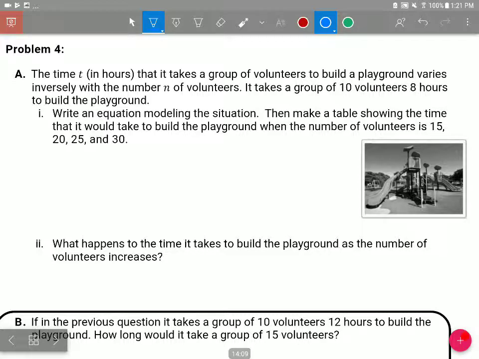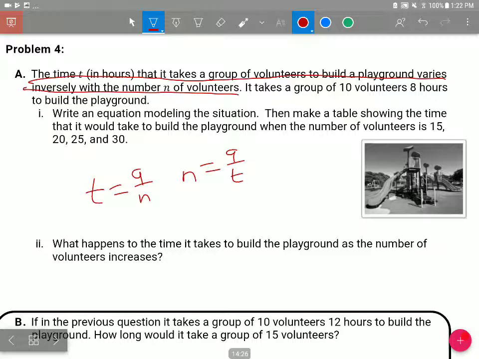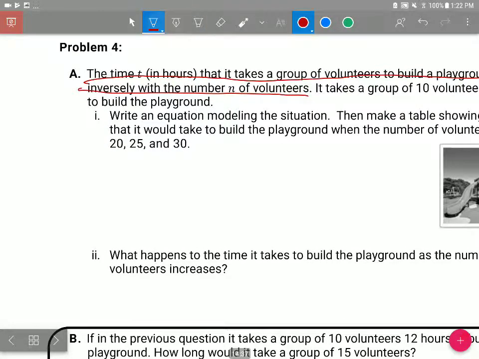So, okay, sentence 1. What kind of variation are we dealing with? Inverse. So question, don't write this down yet, do you think it's t equals a over n, or do you think it's n equals a over t? Which one do you think? It's actually the first one. It reads off just like it. It is time varies inversely with the number of volunteers. Cool. It reads off like that.